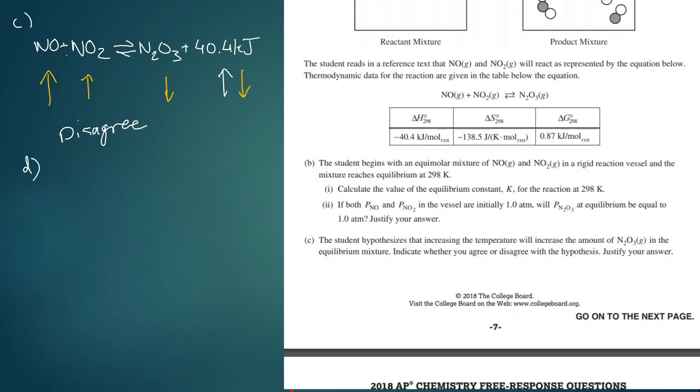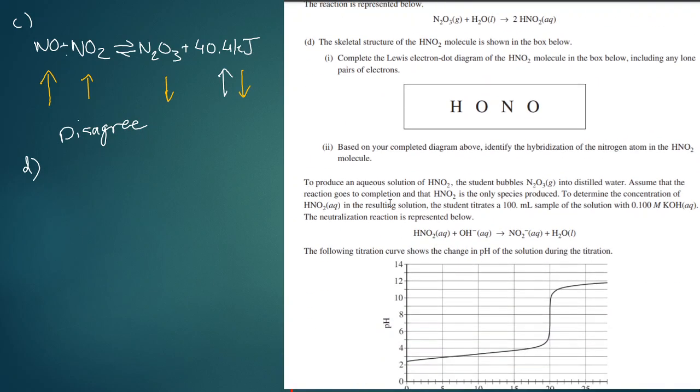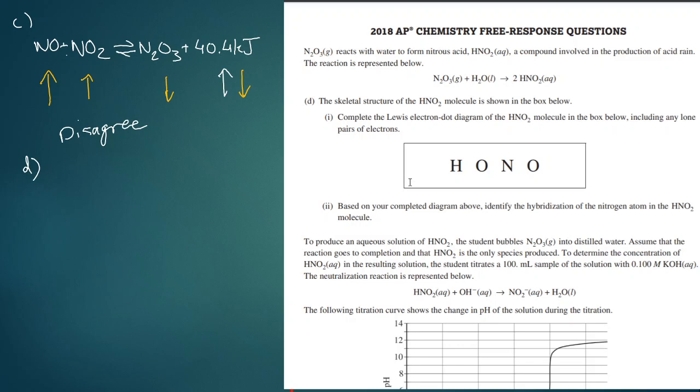Part D. The skeletal structure of the HNO2 molecule is shown in the box below. Complete the Lewis electron dot diagram of the HNO2 molecule in the box below, including any lone pairs. Okay, so we have H, we have O, we have N, we have O.